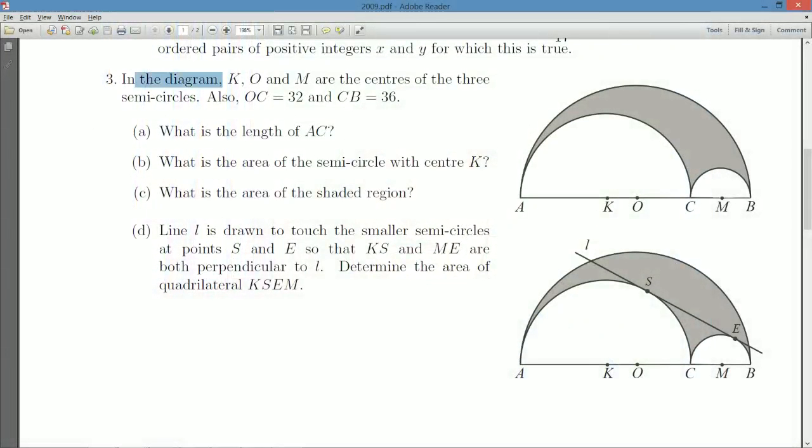So, in the diagram, K, O, and M are the centers of 3 semicircles. Big one, and this shaded one. Also, OC is equal to 32, and CB, so that's the diameter of this smaller semicircle, is 36. So we have 4 parts to this question. Let's take a look. A part, what is the length of AC? So the diameter of the medium-sized semicircle.